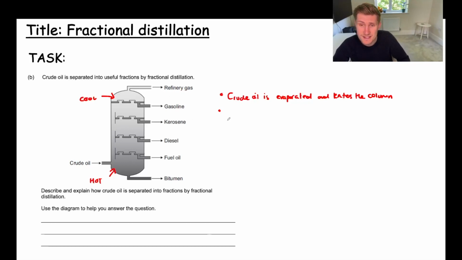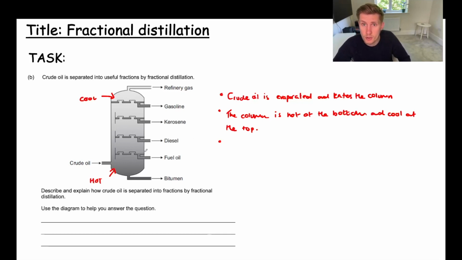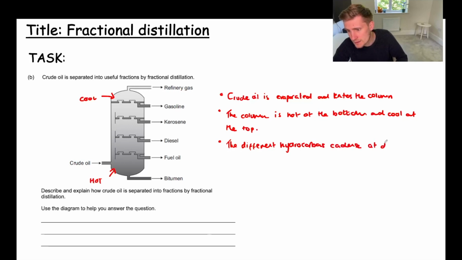So we're going to say that there is a temperature gradient, that the column is hot at the bottom and cool at the top. And because of that, the fractions or the different parts of crude oil basically condense at different points. So we're going to say the different hydrocarbons condense at different points as they have different boiling points.